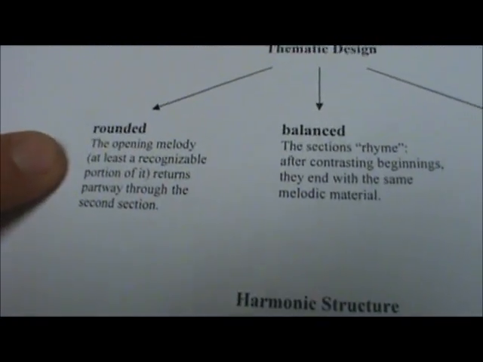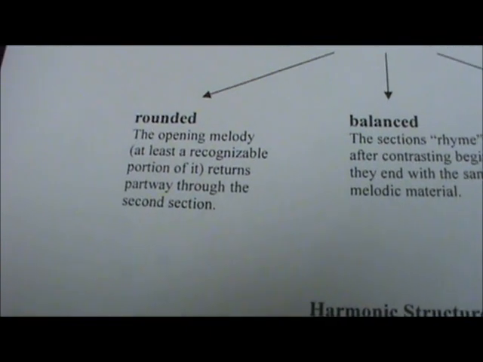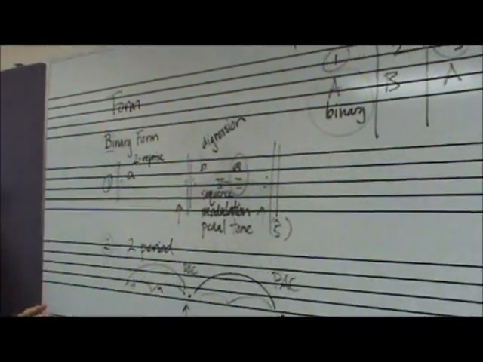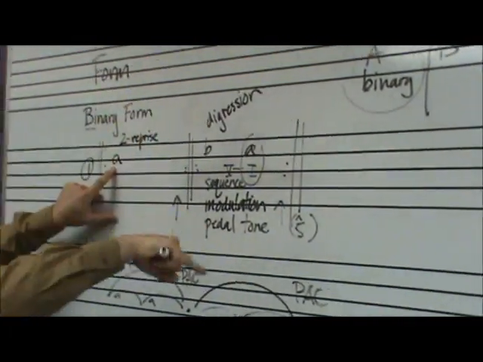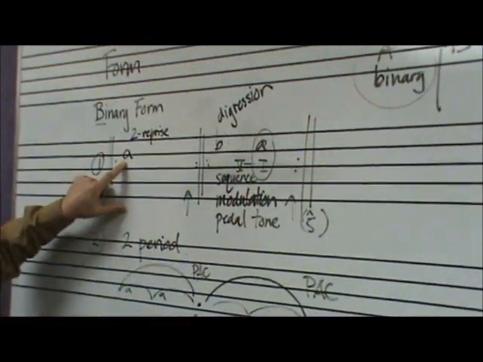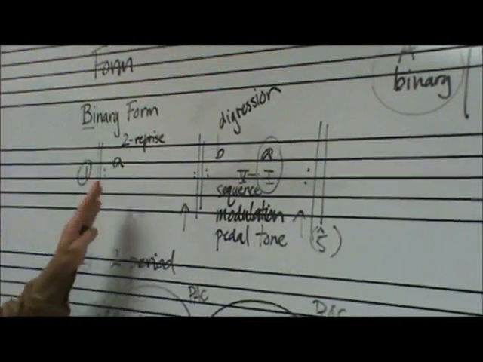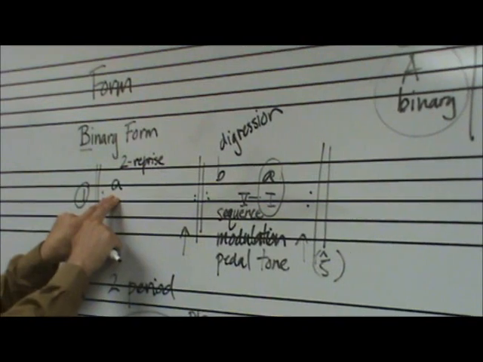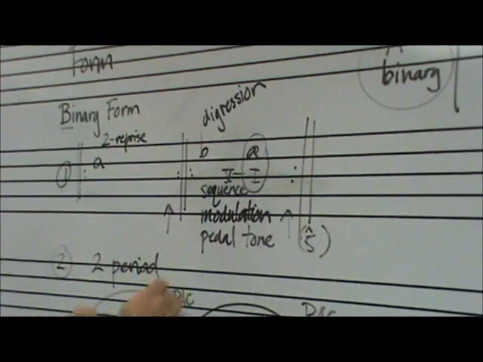Rounded is the most common. And rounded means just like when a circle comes back around. You turn your wheel and you're back where you began. So in this, up here, already I've got this kind of format. This is rounded. When the beginning, you cycle back and you get back to A at the end. That's why it's rounded. You've rounded it off, people say. So, departure and return at the end. Now, it's the opening idea, A material, coming back partway through the second section.